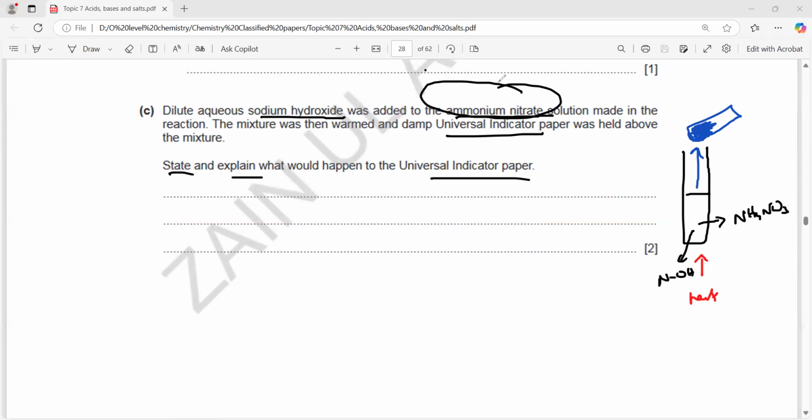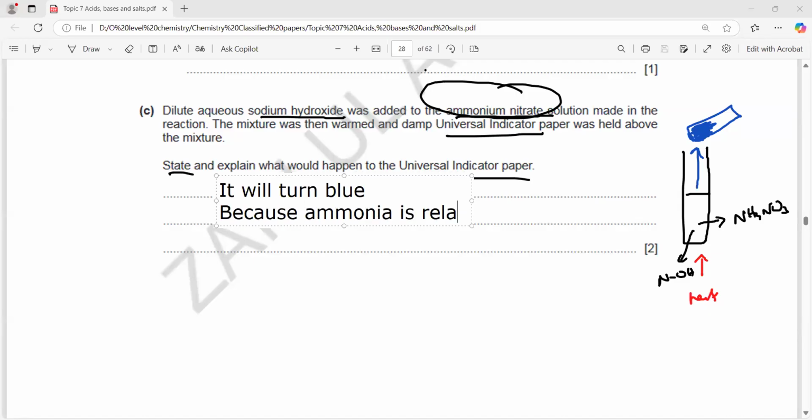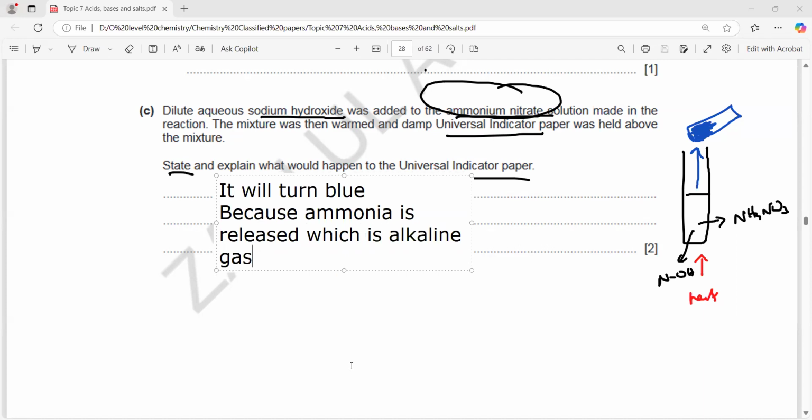So, state and explain what will happen to the universal indicator paper. It will turn blue. And why will it turn blue? Because ammonia is released, which is alkaline. Ammonia is an alkali. So the nature of ammonia is alkaline. That's why it will turn the universal indicator paper blue.